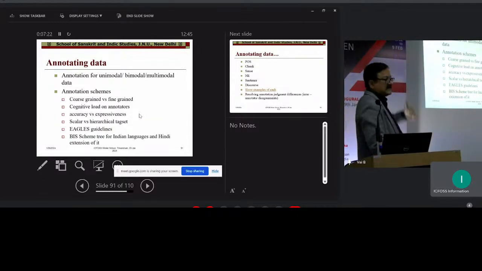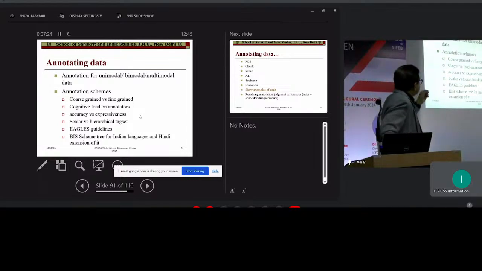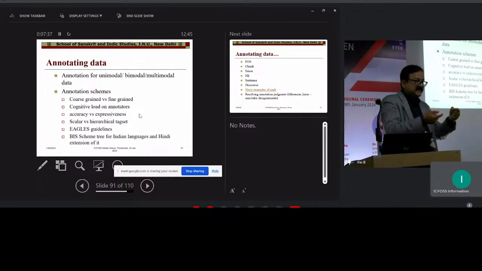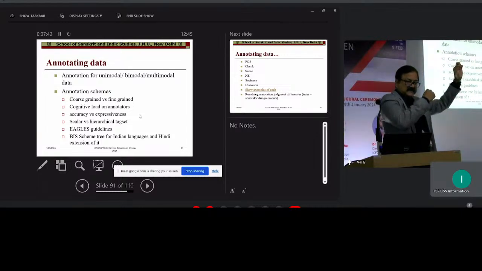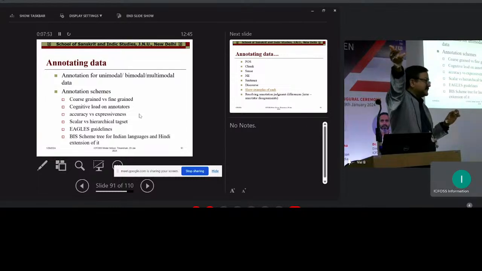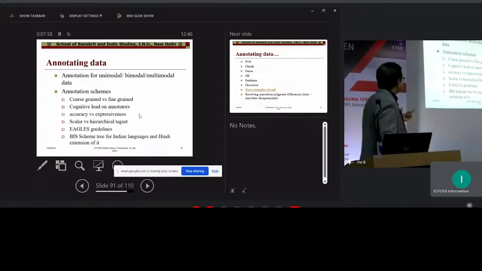Annotate data, we create guidelines. Coarse-grained annotation, fine-grained annotation. Suppose we say we have noun, pronoun, adjective. Do we have to specify what kind of noun it is? Proper noun, personal noun? What kind of adjective it is? What kind of verb it is? So fine-grained data is more elaborate annotation, versus coarse annotation. Coarse-grained will have higher accuracy when you train the system, but less expressive. Fine-grained will have lower accuracy in training the system, but will be more expressive. So you have to see what kind of annotation scheme you want to have.